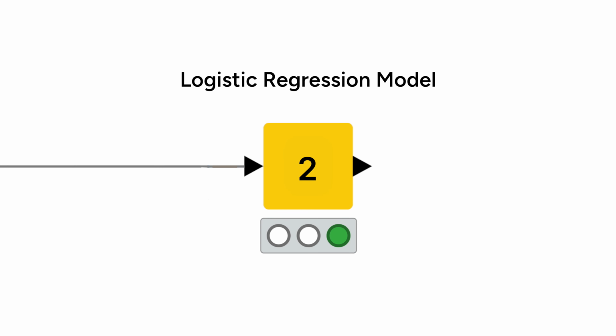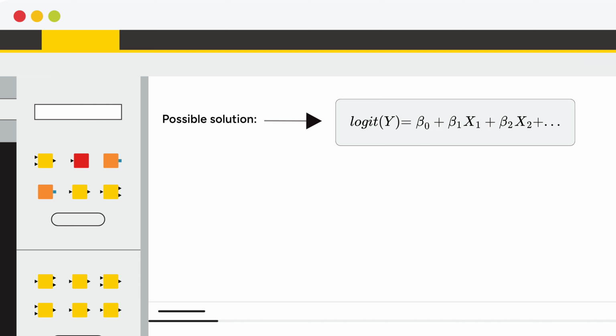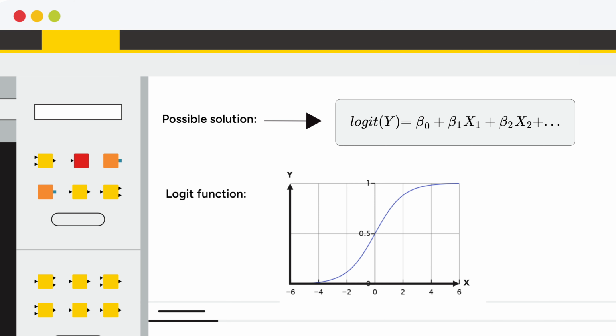One possible solution to this is to model the probability of y equal 1, and this is what a logistic regression model does. Here, on the right-hand side is a linear combination of independent variables, x's. On the left-hand side is a function known as a logit function of the probability of y equal 1.